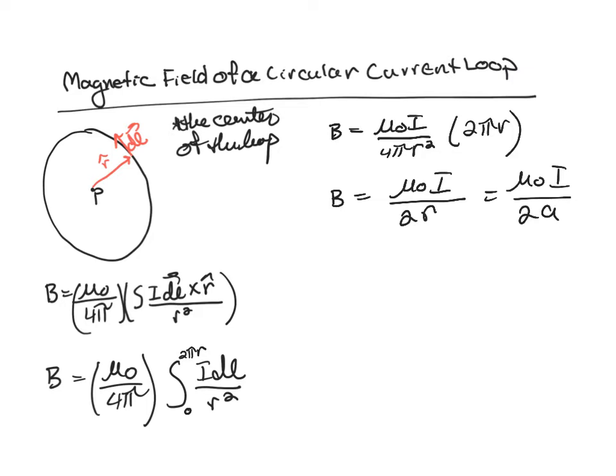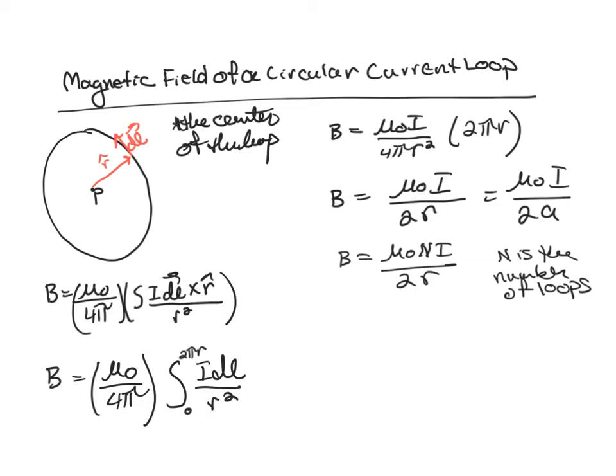Now this is for one loop. If we have multiple loops, we can add in a capital N, where N is the number of loops.